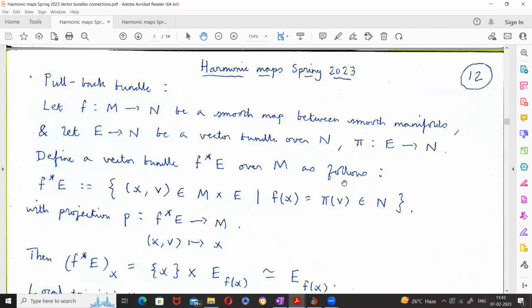So how is this defined? F upper star E is defined to be the set of pairs (x, v) in the product M cross E, such that F of x is equal to pi of v as an element of N. F takes values in N and pi takes values in N, so we want F(x) to be pi(v). And the projection map for F star E will just be the projection onto the first coordinate, (x, v) goes to x.